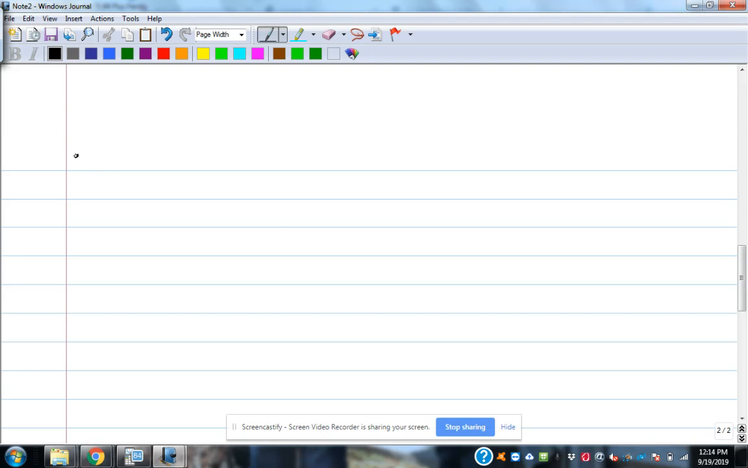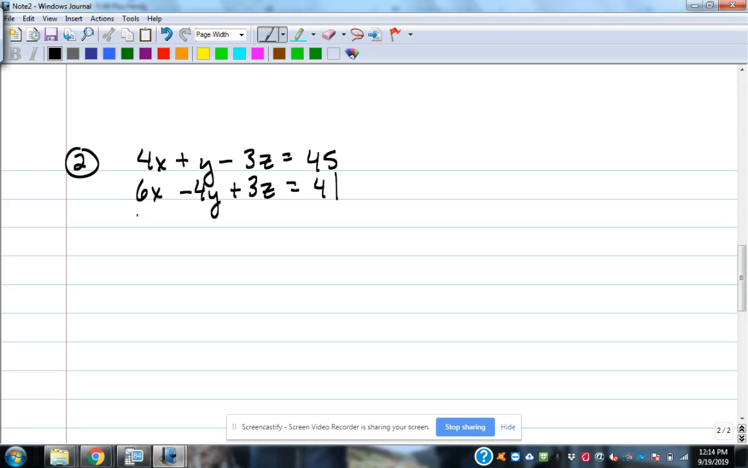Let's look at this one. Let's do number 2. 4x plus y minus 3z is equal to 45. And then the second equation is 6x minus 4y plus 3z equals 41. And the last equation is 2x minus 7y minus 11z is equal to 85.